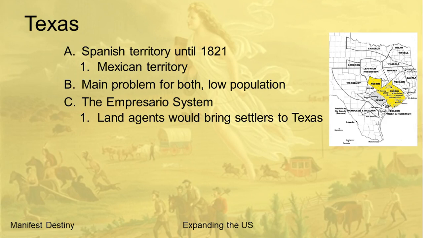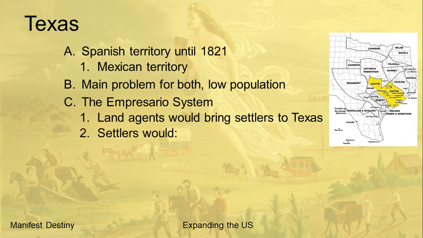Okay? What they would do, you would have an agent, a land agent, and his job was going to be to bring settlers to Texas. They would cut out a section of Texas, and this agent would agree to bring in so many family units to start to populate Texas.